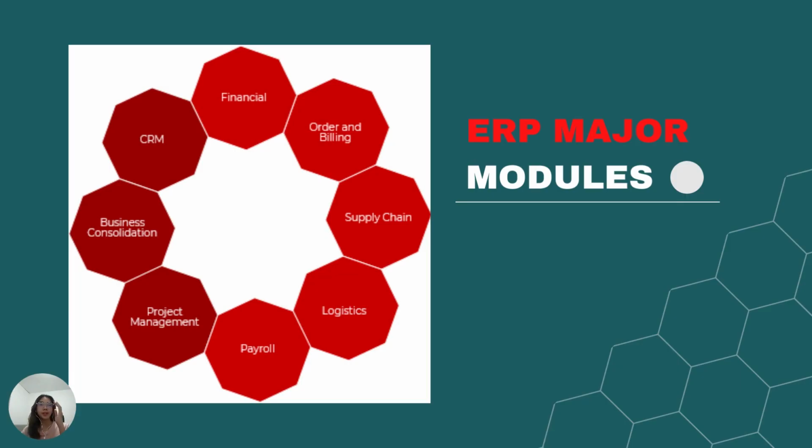So, our ERP has 8 major modules. We have financial, order and billing, supply chain, logistics, payroll, project management, business consolidation, and CRM. So, unlike other systems, we were able to connect these 8 modules in one system.